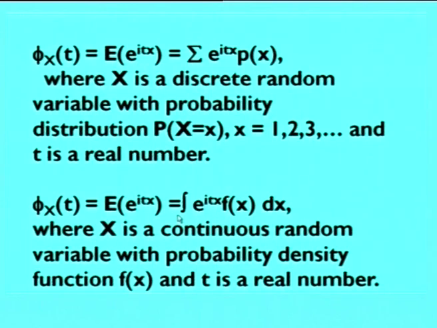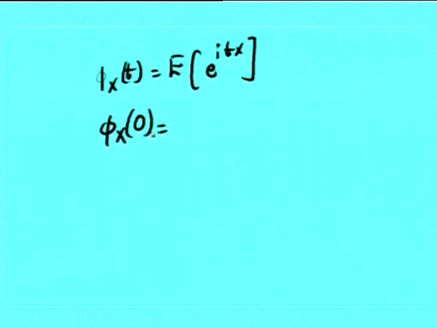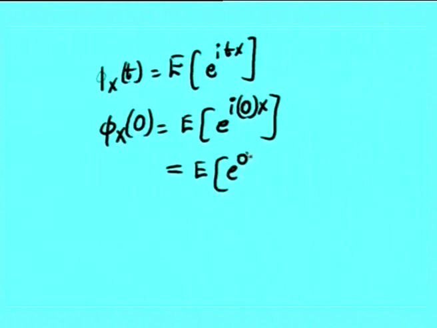So, what are the properties? We shall see some properties of characteristic function. Pi x of 0 is equal to 1. What is this pi x of t? There you put t equal to 0 and you will get 1. How to prove this? We know that pi x of t is equal to expectation of e power itx. So, what is pi x of 0 going to be? Pi x of 0 is equal to expectation of e power i into 0, which is expectation of e power 0, equal to 1. Hence proved, pi x of 0 is equal to 1.